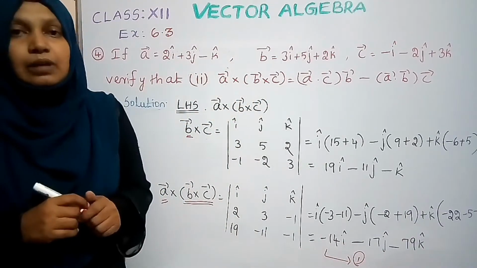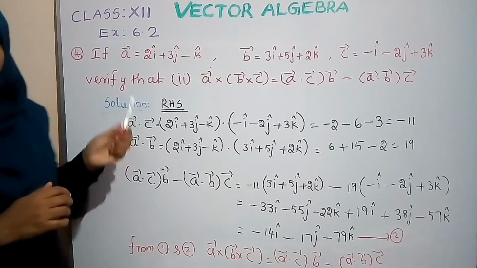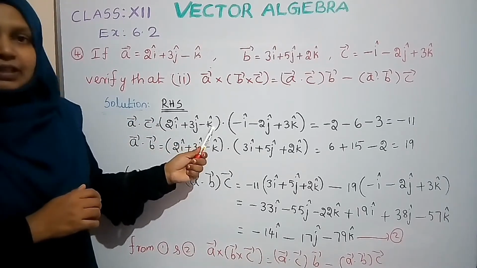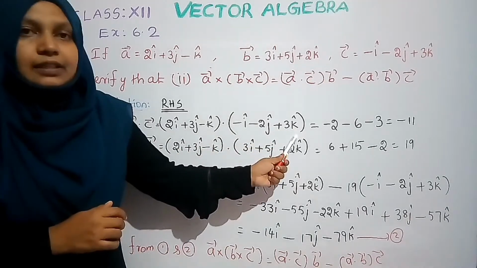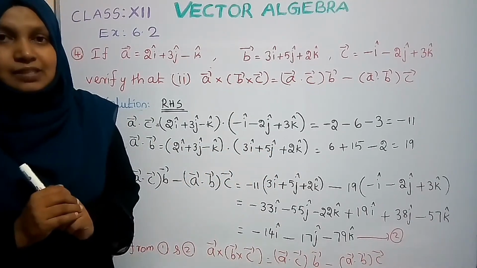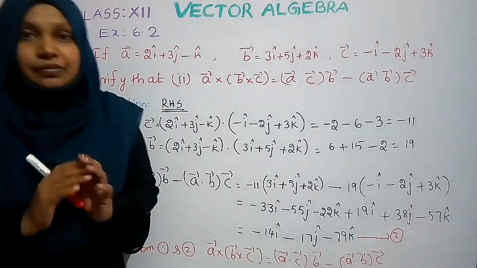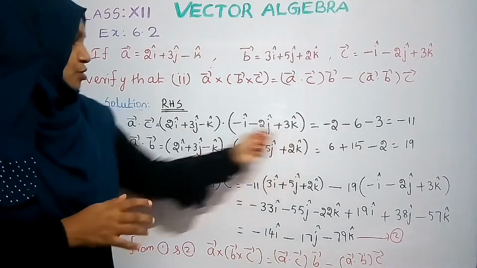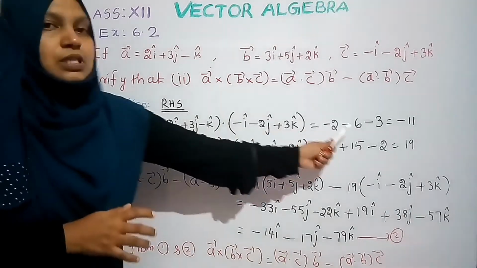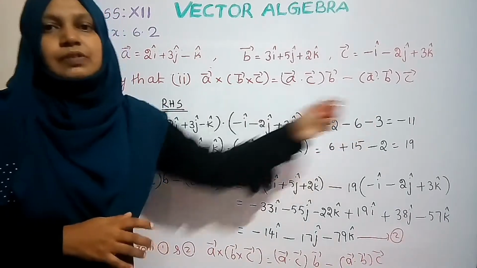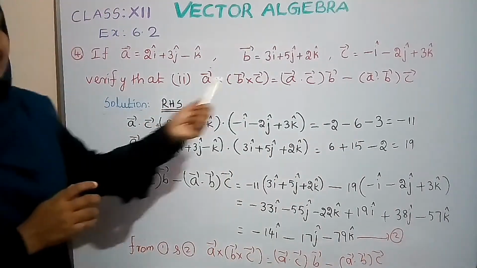And then we can calculate our right side. Dot product between A vector and C vector. So I wrote here A vector dot, and then I wrote the C vector. Then how will you calculate the dot product? Yes, we should multiply the coefficients alone. So here 2 into minus 1 is minus 2, 3 into minus 2 is minus 6 and minus 1 into 3 is minus 3. So we are getting the answer as minus 11.